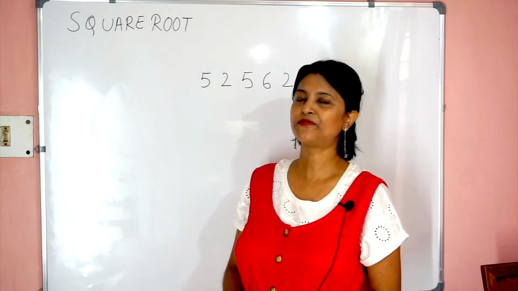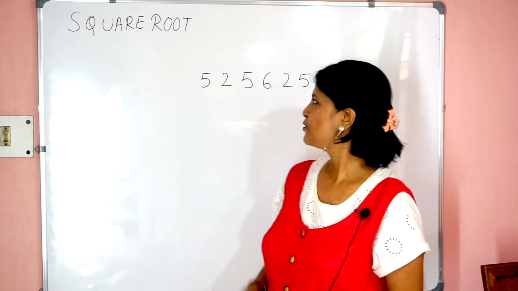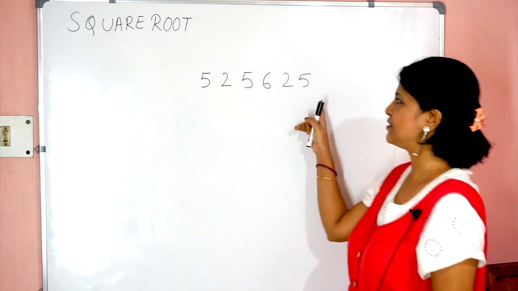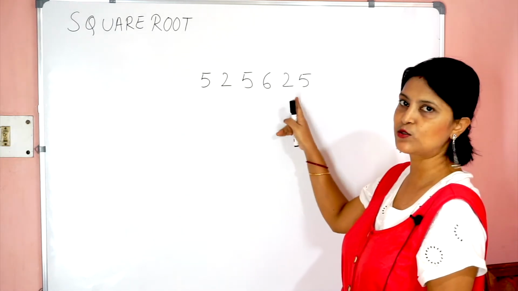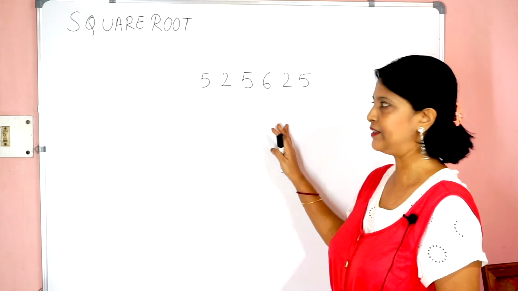Let us learn how to find the square root by division method. So here I have a number, you can see it is 525625. Let us find its square root by division method.